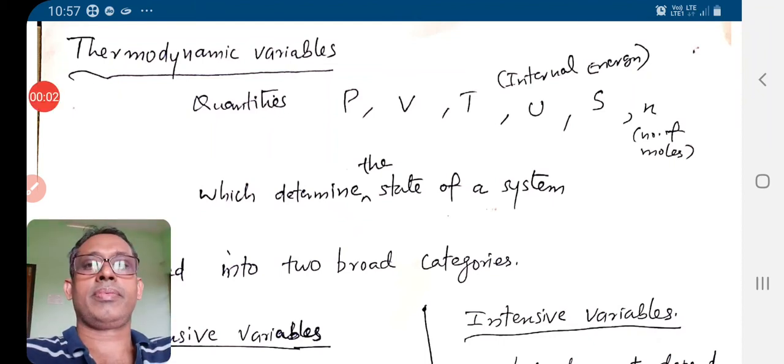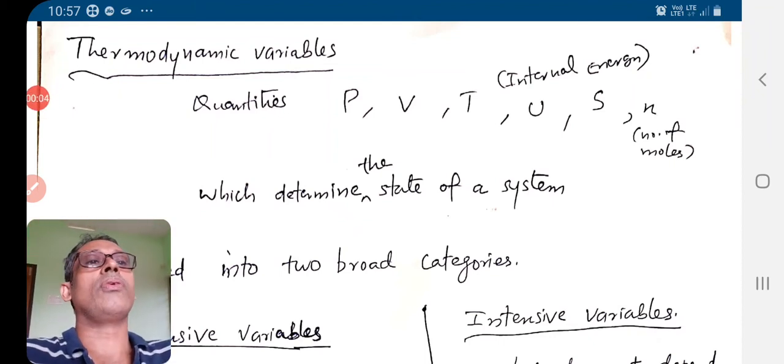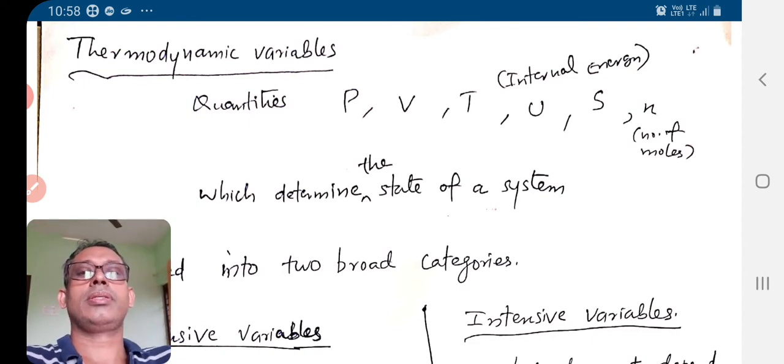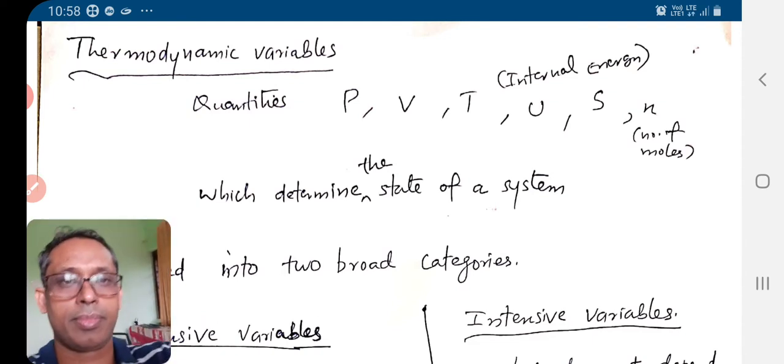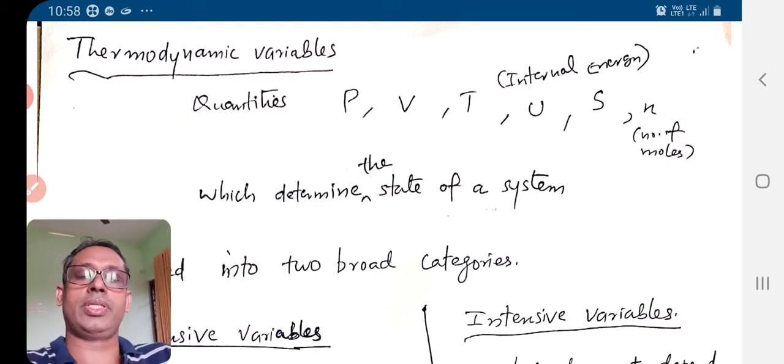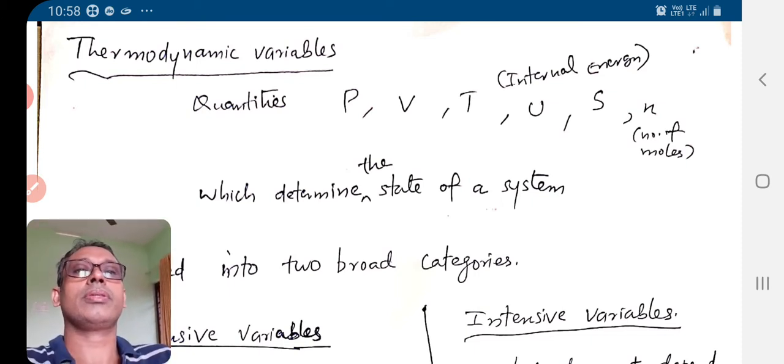Hi everybody, we continue our discussion on the basic definitions of thermodynamics. Today we look at the thermodynamic variables. We start with thermodynamic variables. What are the thermodynamic variables?